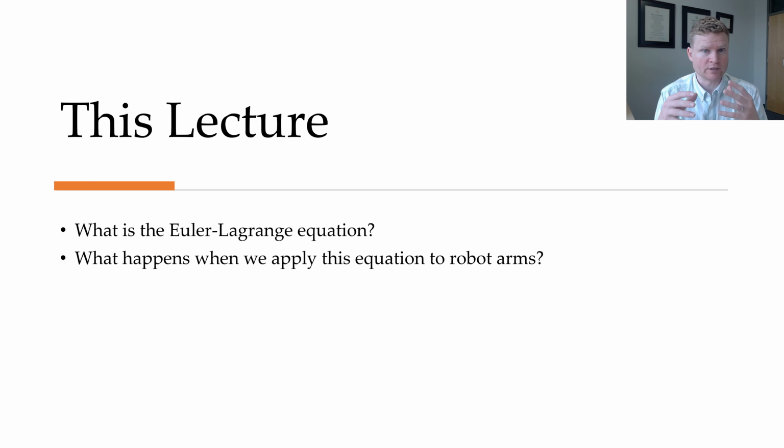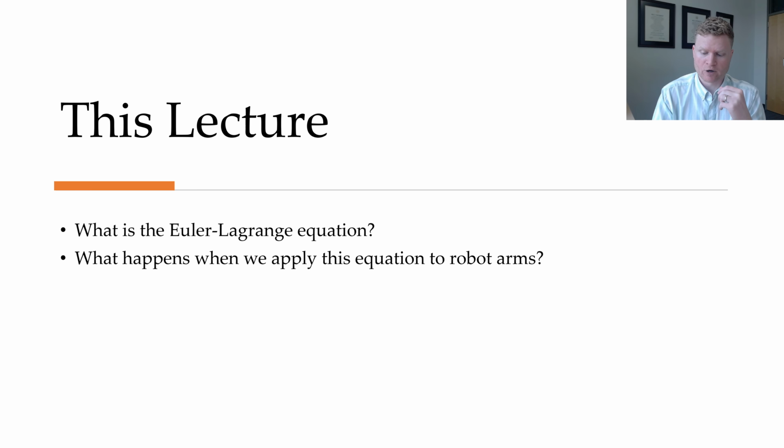And so in today's lecture, we're going to start talking about dynamics with something called the Euler-Lagrange equation. So I'll explain what that Euler-Lagrange equation is, and then what happens when you apply the Euler-Lagrange equation to robot arms. All right, so let's get started with a simple example.